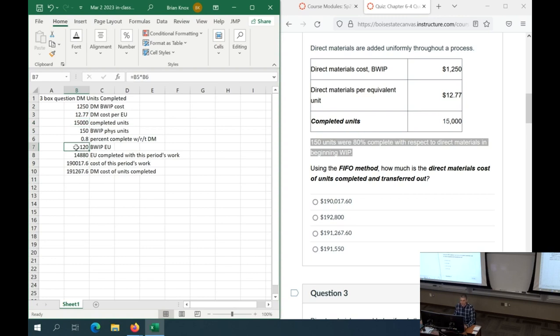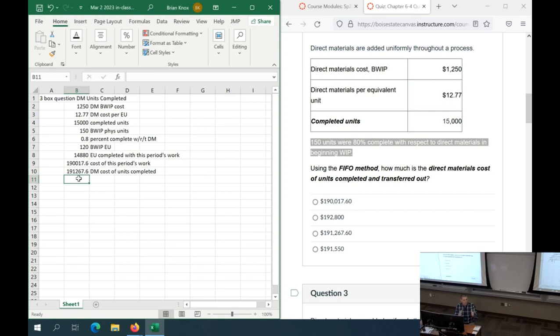120 effectively of those units were completed last period. That's the equivalent units of beginning WIP work that they carried in from last period. So that means that $12.50 is going to be included in this. And then we have the rest of it, which is 14,880, that was completed at this rate right here. And so we add that part in, and we get this total number down here. So I just restated it one more time.